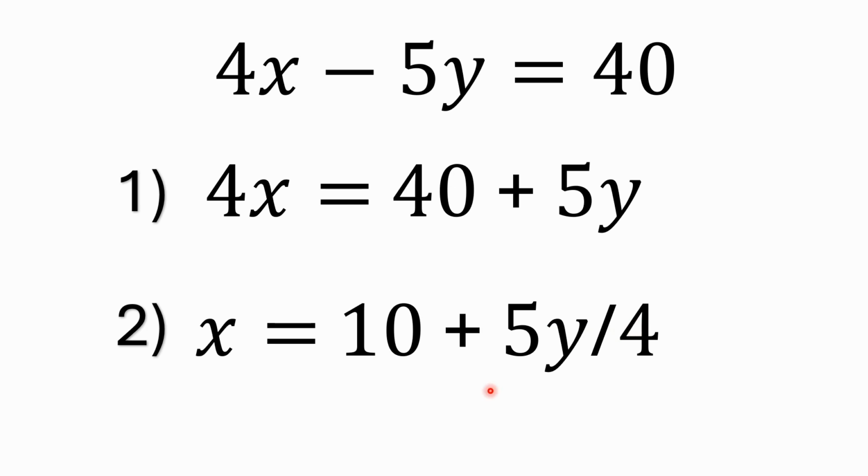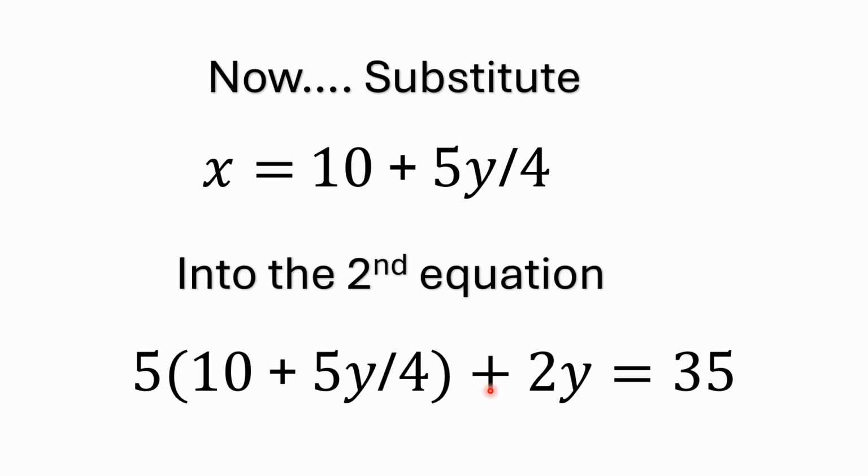All right, so hopefully so far that makes sense. And now from here, I can substitute, okay? I've just determined that x is equal to 10 plus 5y divided by 4. Now I can substitute that into the second equation. So I'm basically substituting, remember it was 5x plus 2y equals 35. So if I replace x with 10 plus 5y divided by 4, I should be able to simplify this whole thing and then solve for y and actually have a value for y.